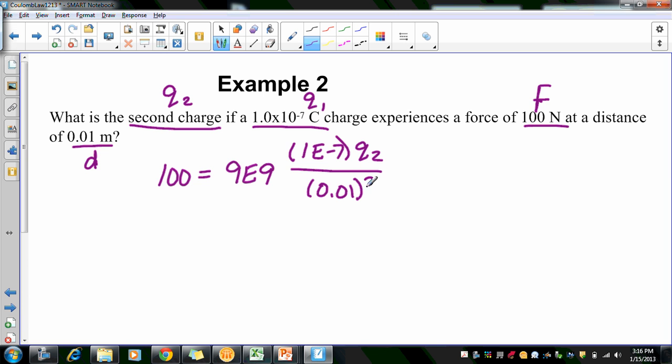0.01 squared. So there are multiple ways that you can solve this. One is you can go ahead and move this over, then you can move this one over, then you can move this one over, but use the steps in algebra that work best for you. The other way you can do it is 100 times this divided by that squared. Why don't we go step by step, pulling everything over one at a time. So first it's this times 9E9. So we're going to divide both sides by 9E9.